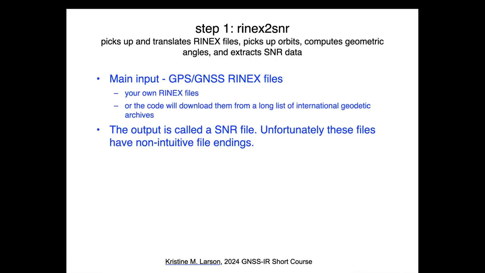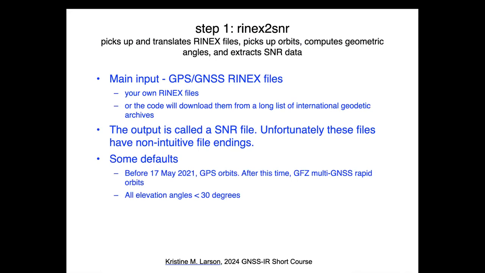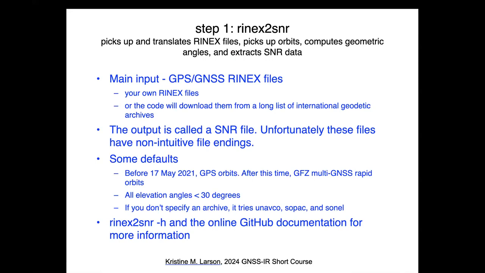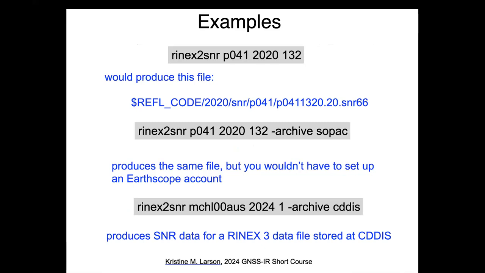The input are these GNSS files. The output, I'm going to call an SNR file. I'm going to mostly skip this. There's online documentation for the inputs, but basically I need to know the year, the day of year, and the station name, and that's it. So here's some examples. Station name here is P041. I'm analyzing year 2020 and day of year 132.